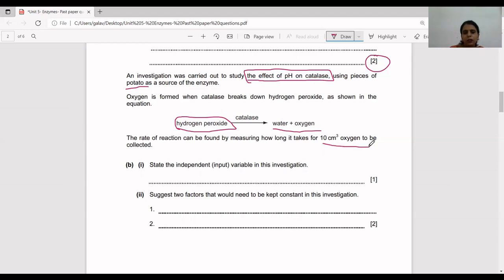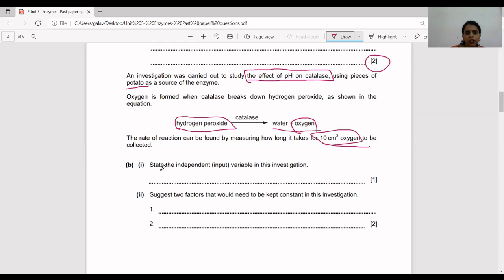be collected. Now this is important. Here the investigation is carried out to study the effect of pH on catalase enzyme, and the source of catalase enzyme is pieces of potato. You know that once catalase enzyme acts on hydrogen peroxide, it will break it down into water plus oxygen. And how is the rate of reaction being measured? It is measured by checking the amount of oxygen produced. As per this question, the rate of reaction can be found by measuring the time taken for collecting 10 cm³ of oxygen in the experiment.